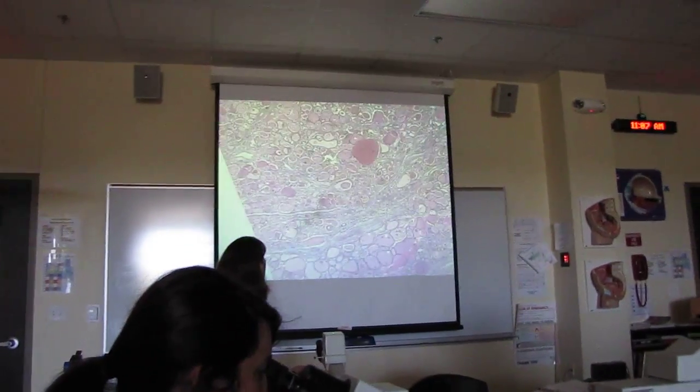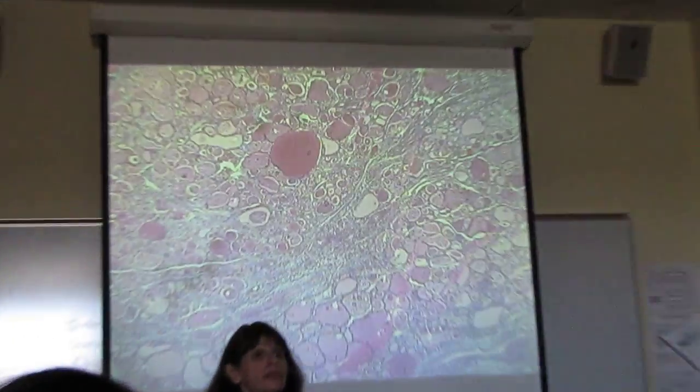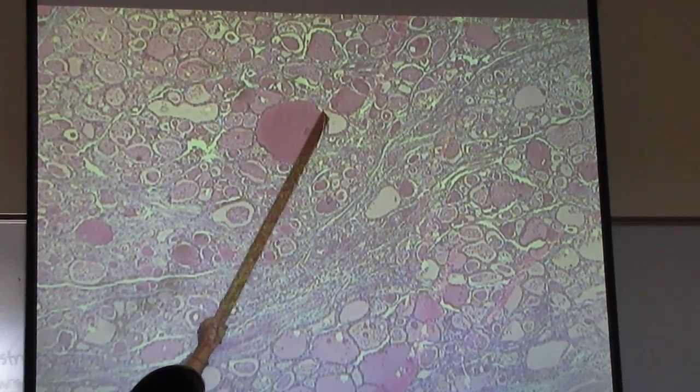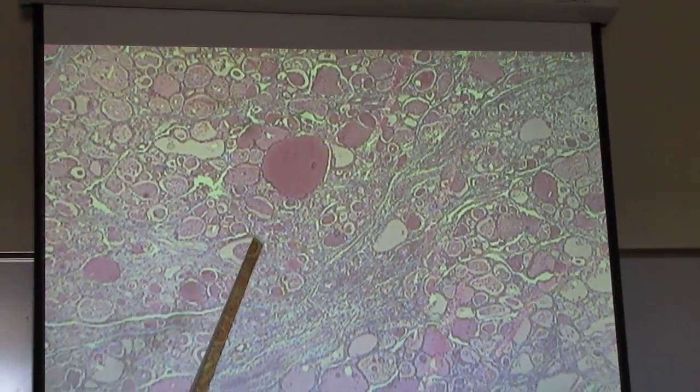This is at low power. So remember how I told you that there was the colloid on the inside? The colloid on the inside. And so these right here, identify this entire organ. Thyroid. Identify just these round structures like this. Thyroid follicles. Those are thyroid follicles.